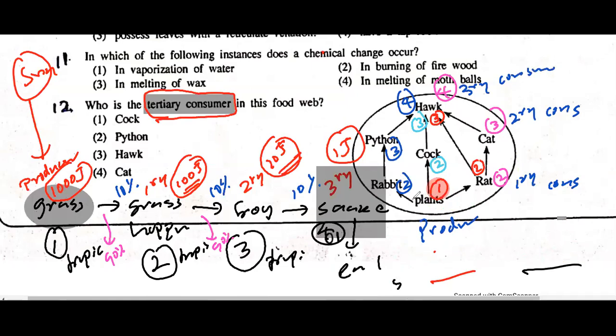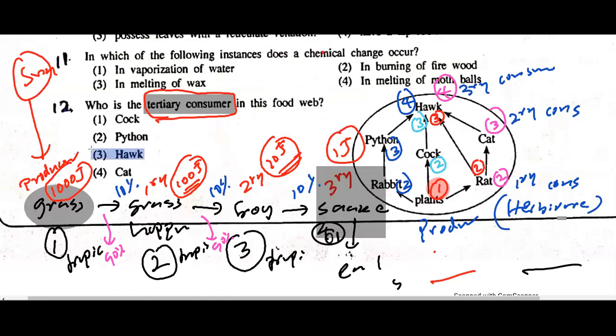Or you can go from this side. Rabbit, primary consumer. Primary consumer is always herbivore. Those who depend on the plant, the primary consumer will be the herbivore. Herbivore. Right. So then its tertiary consumer will be the hawk. Answer is third. Very good.